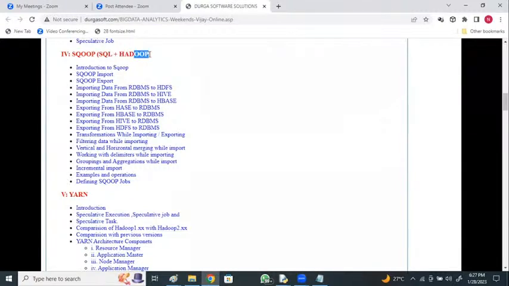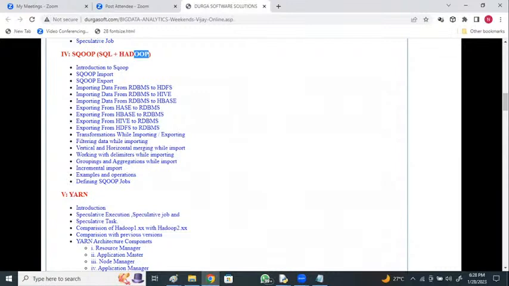Import or export operations. How to bring data, how to pull the data from different databases, process it, and after processing, the data needs to be taken back to databases. Import and export operations. It's not for processing. It's just for importing and exporting data, right? And filtering, transforming, all this.